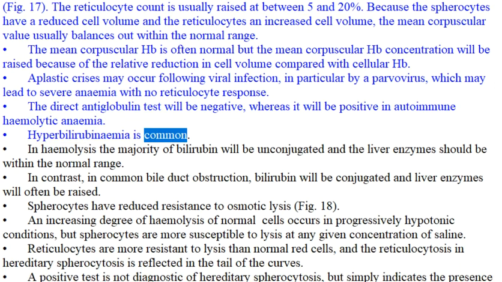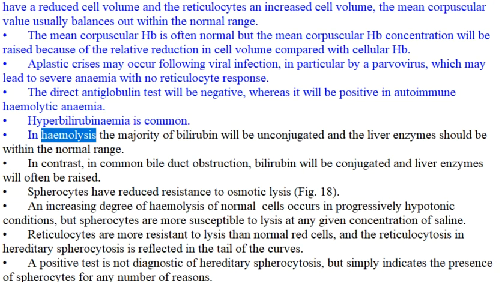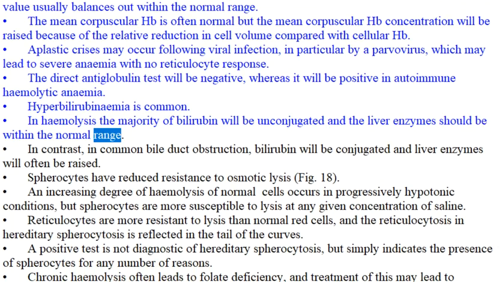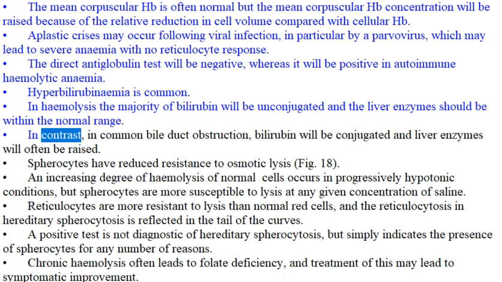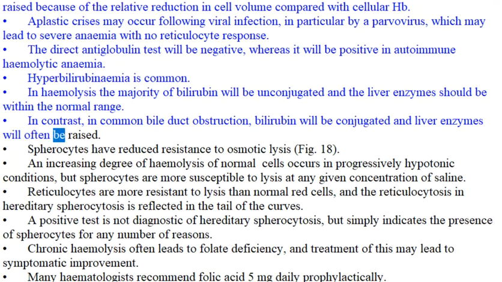Hyperbilirubinemia is common. In hemolysis, the majority of bilirubin will be unconjugated and the liver enzymes should be within the normal range. In contrast, in common bile duct obstruction, bilirubin will be conjugated and liver enzymes will often be raised.